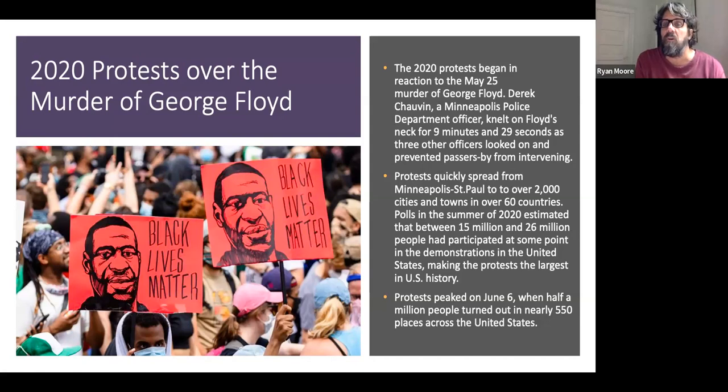The protests peaked on June 6th when something like 500,000 people turned out in nearly 550 places across the United States.